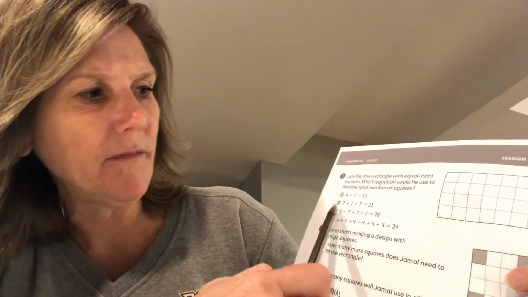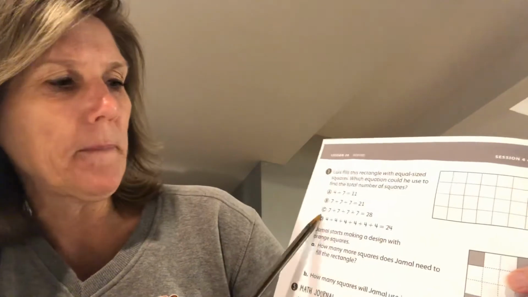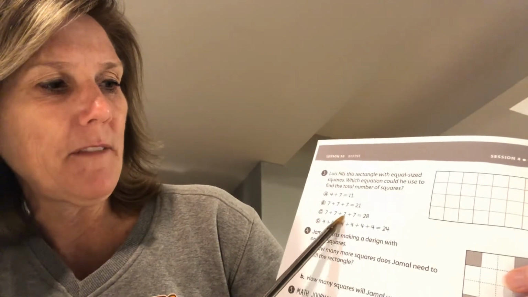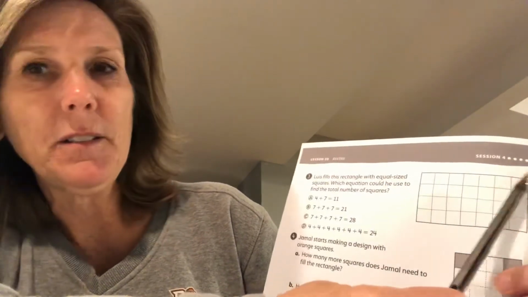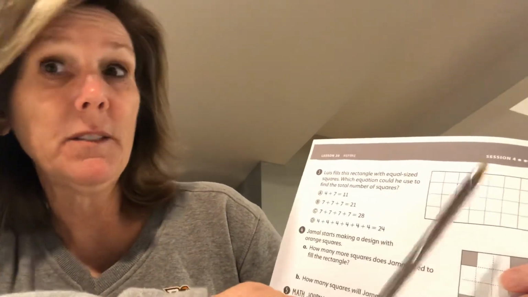Well, let's see. How many rows? 1, 2, 3, 4. Oh, 4 rows. Let's count the columns. 1, 2, 3, 4, 5, 6, 7 columns. Not so sure. How about letter C? 7 plus 7 plus 7 plus 7 equals 28. How many? A row of 7, a row of 7, a row of 7, another row of 7.